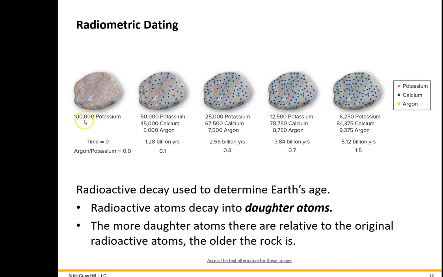Let's say you start with, I mean, this is kind of a made up example, but it brings the point home. You start off with a time when you have 100,000 radioactive potassium 40 atoms. That's just a made up number. In a rock, there's going to be trillions of these.